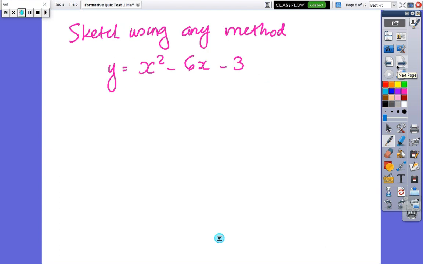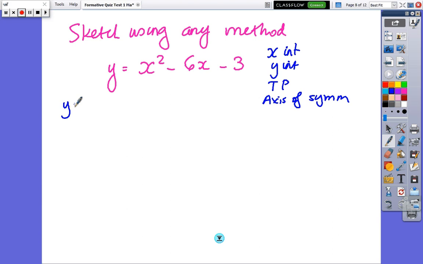Sketch using any method. So when you're sketching, you're going to have to show x-intercepts, y-intercept, turning point, axis of symmetry. They're the things you have to show. Okay, so when you're ready, have a go. Okay, you're back. So you had a few choices. I'm going to use completing the square because I like it. So y equals x squared minus 6x. So you halve that number, it's minus 3, and square it, so it's plus 9. And if I want to get minus 3 and I've already got plus 9, I have to subtract 12, to get my minus 3. So it's x minus 3 squared minus 12.